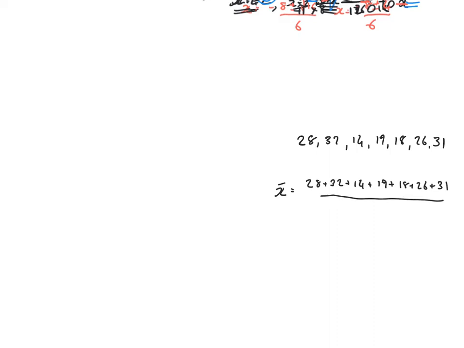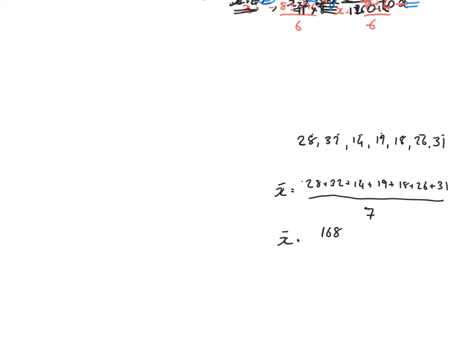Okay, question 8. We have to find the mean and the standard deviation given this data set. So 28, 32, 14, 19, 18, 26, 31. First move is I need to find the mean, x bar, so you add all the numbers together and divide by the total amount of numbers. So 28 plus 32 plus 14 plus 19 plus 18 plus 26 plus 31 divided by 1, 2, 3, 4, 5, 6, 7.